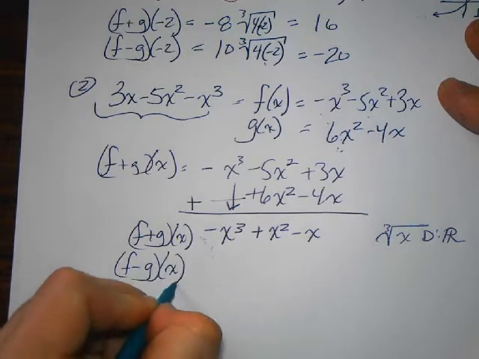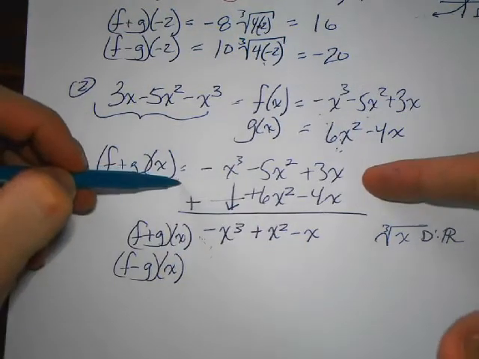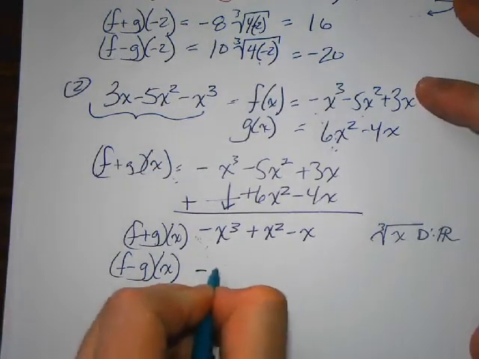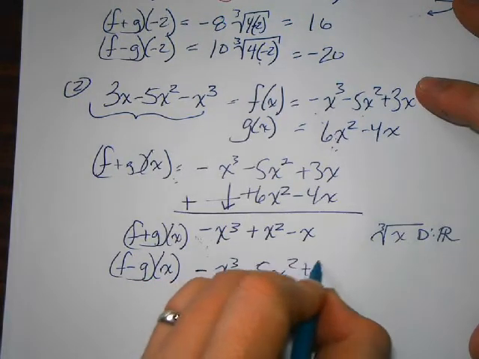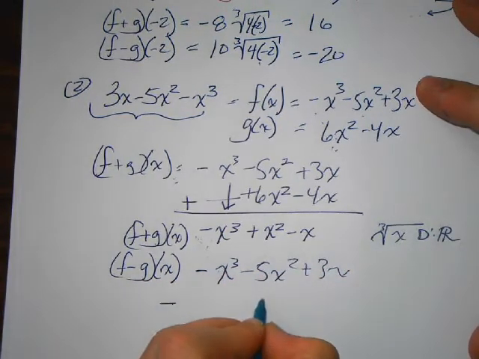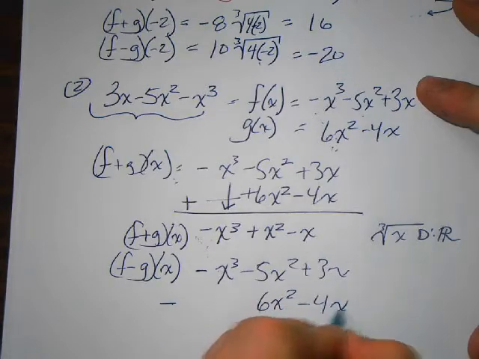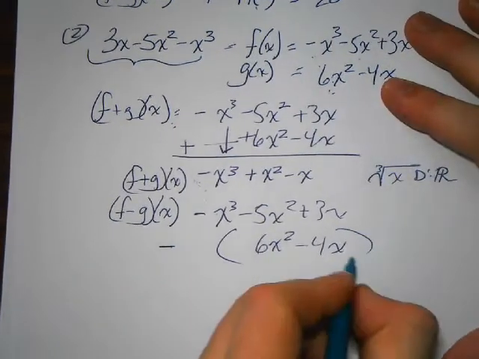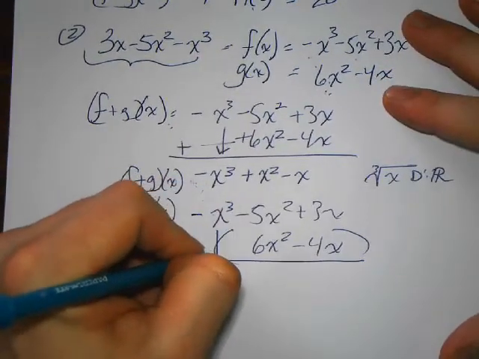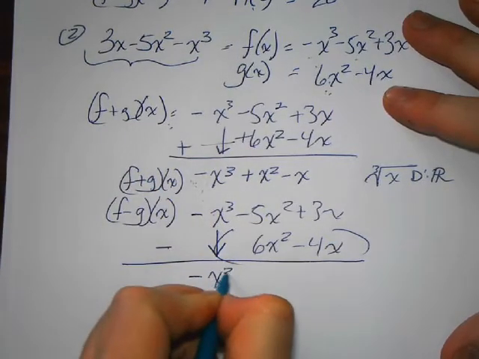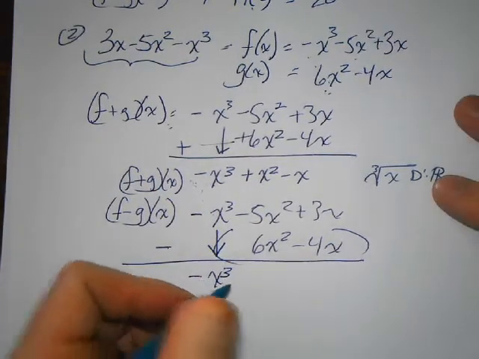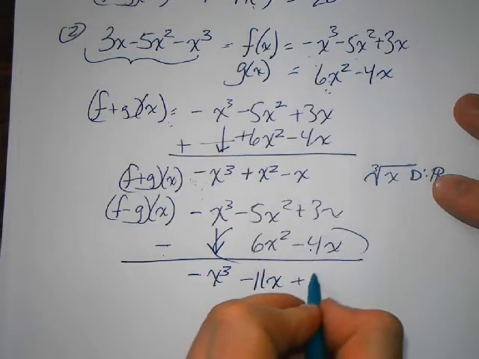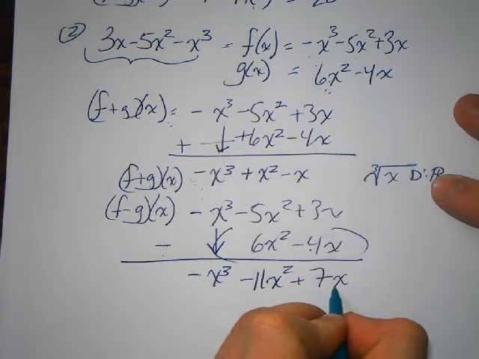F minus g of x is going to be this exact same setup, only now we're going to subtract the entire bottom line. So we can write the same thing over again. Negative x cubed minus 5x squared plus 3x. And then now here's my subtraction. I'm going to write 6x squared minus 4x. Remember that this subtraction sign will apply to the whole equation now, not just one term. So we'll bring this down. Negative x cubed. And then we're going to have negative 11x squared. And then a negative and a negative is a positive, so that'll give me 7x.